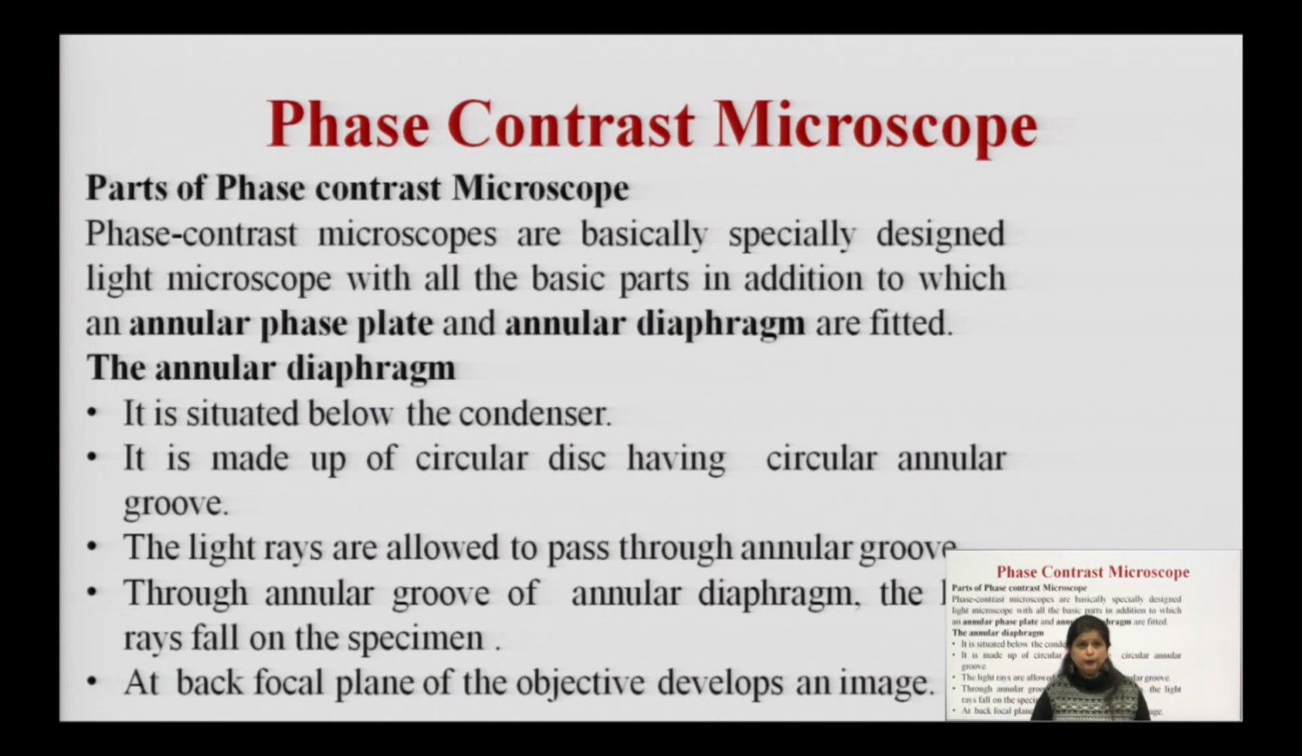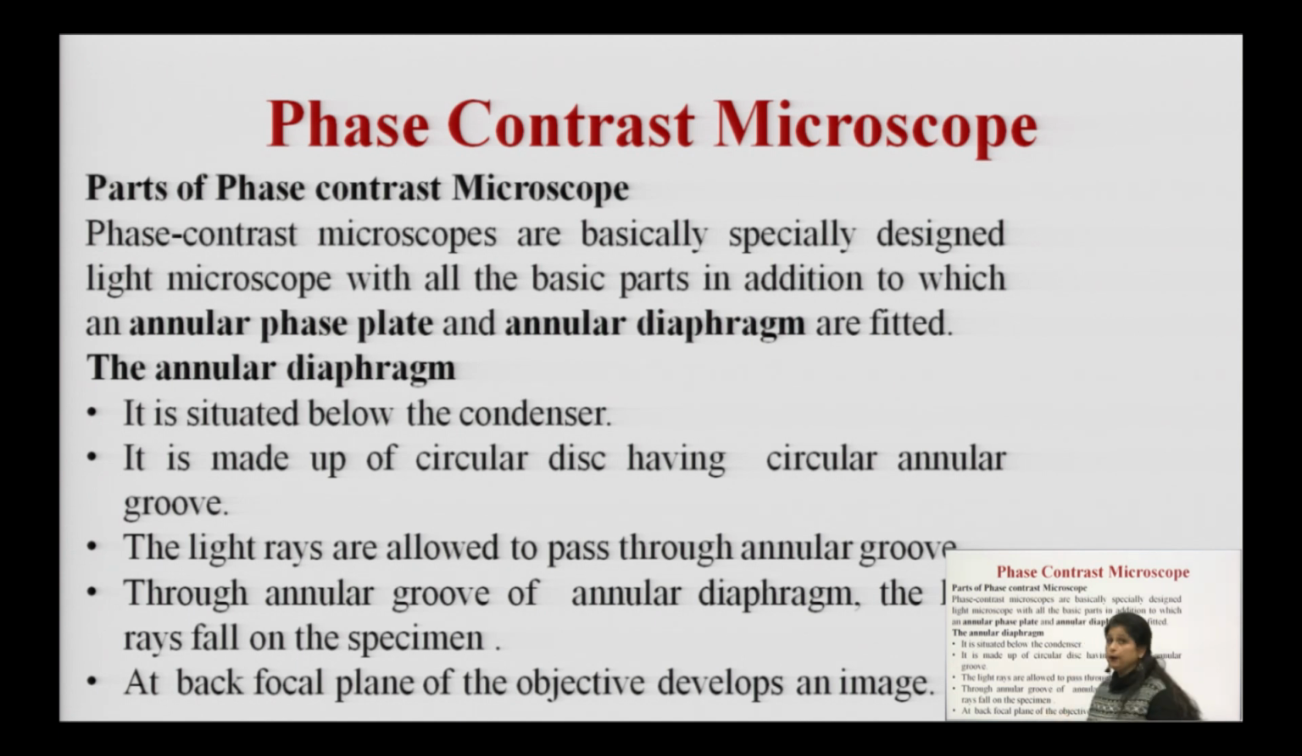Now, what are the main parts which were attached along with the construction of the conventional microscope? It also had a condenser lens, a specimen stage, objective lenses, ocular lenses, and an eyepiece. But along with that it had two additional construction pieces. The first one is the annular diaphragm.